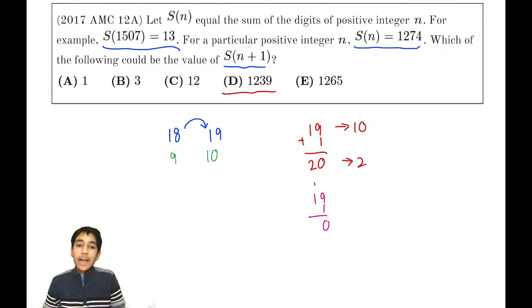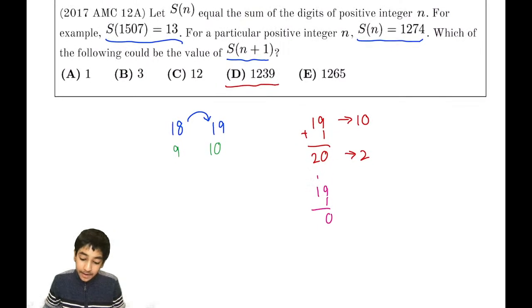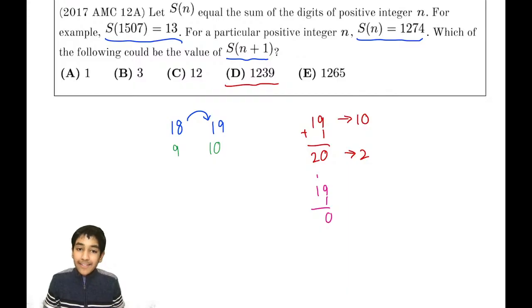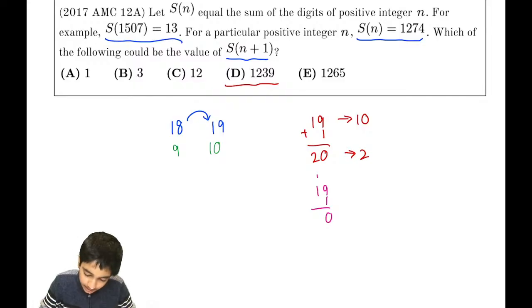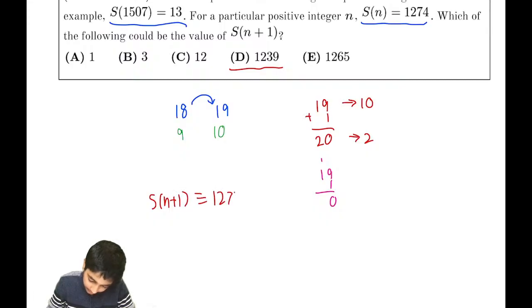So no matter what, when we add 1, the sum of the digits will increase by 1 and sometimes decrease by 9, or even multiples of 9. So basically what this means is that S of n plus 1 is always going to be 1 more than S of n mod 9, because you could also decrease by 9. So that means that S of n plus 1 has to be the same as 1275 mod 9. And 1275 is just 6 mod 9.